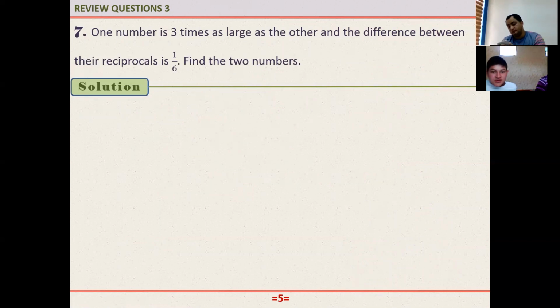One number is 3 times as large as the other, and difference between their reciprocals is 1/6. Find two numbers. Okay. Number is 3 times as large. 3 minutes. Start.